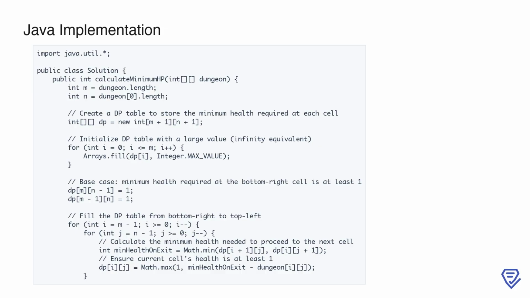From here, we proceed to fill the dp table, working backward from the bottom right corner towards the top left. For each cell, we calculate the minimum health required to move to the next cell, either to the right or downward, and adjust for the dungeon's value at that position. The Math.max function ensures that the health never drops below 1, as the knight must stay alive.